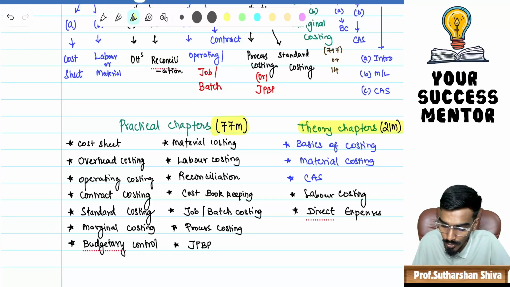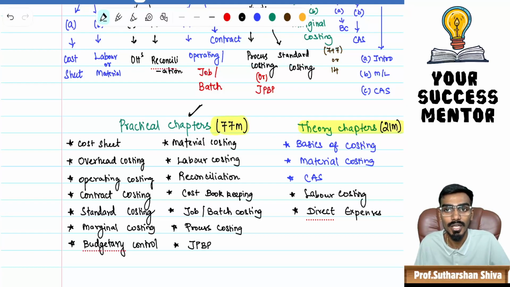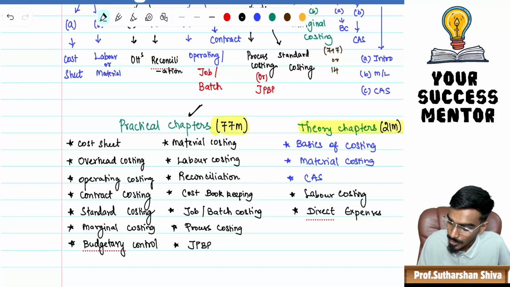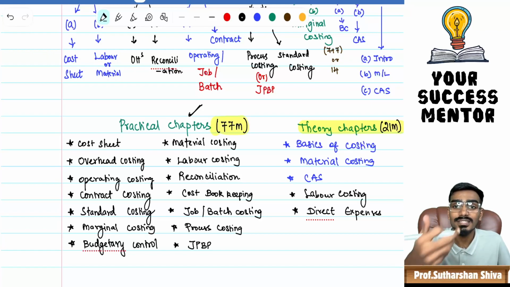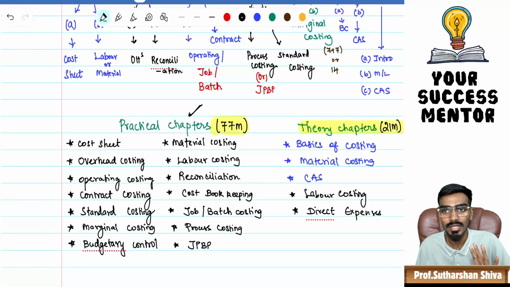My full help is going to be on these 77 marks. Our full focus is going to be on this. Each and every problem we will solve will be on the 77. Theory questions we will not even discuss. We'll only understand the theory logics. We'll write the theory notes as well. But you need to revise the theory chapters as and when I give you information. Once I say you need to learn the basics of costing, you should memorize all the theory questions. Till then you don't need to focus on the theory part, only on the practical questions.